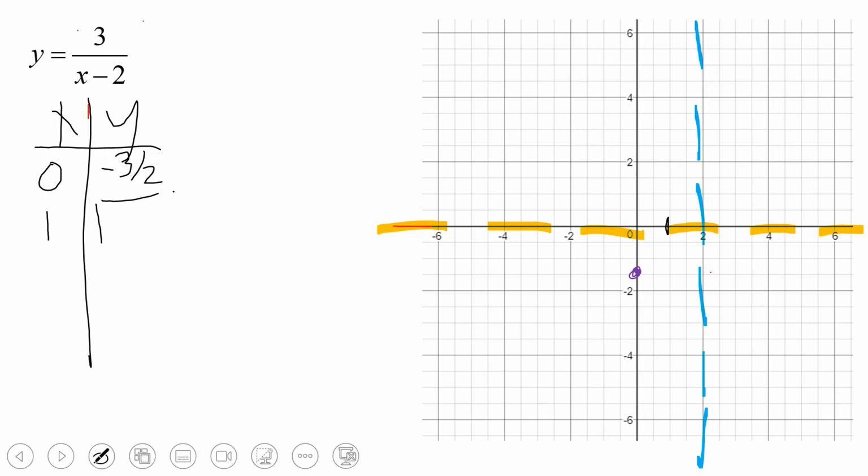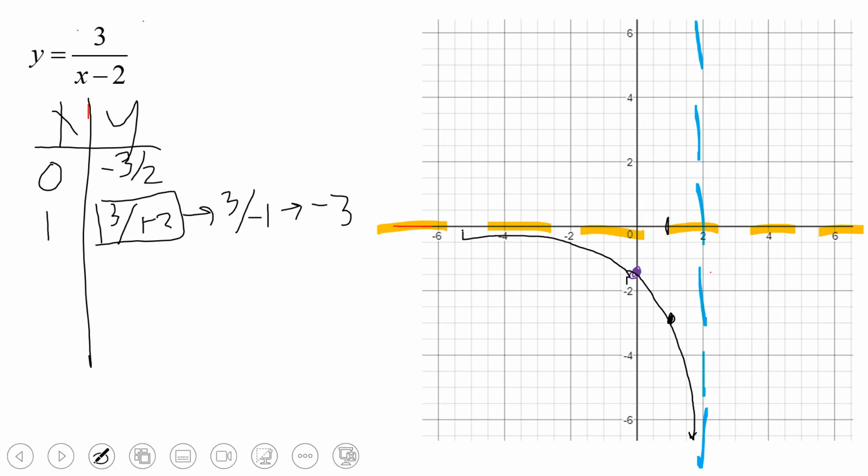I'm going to substitute in 1. I'm going to do the math right here and then I'll get an answer. So I have 3 divided by, and now I'm going to substitute 1 in for x. 1 minus 2 is negative 1, so 3 over negative 1 is negative 3. So when I input 1, my output is negative 3. And in class we talked about how as we move to the left and the right, our function will get closer and closer to the asymptotes.